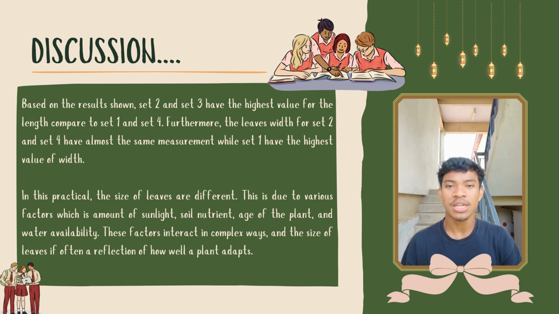Based on the result shown, set 2 and set 3 have the highest value for the length compared to set 1 and set 4. Furthermore, the leaves width for set 2 and set 4 have almost the same measurement, while set 1 have the highest value of width. In this practical, the size of leaves are different. This is due to various factors, which is amount of sunlight, soil nutrient, age of the plant, and water availability. These factors interact in complex ways, and the size of leaves is often a reflection of how well a plant adapts.